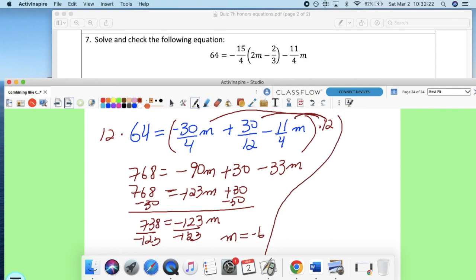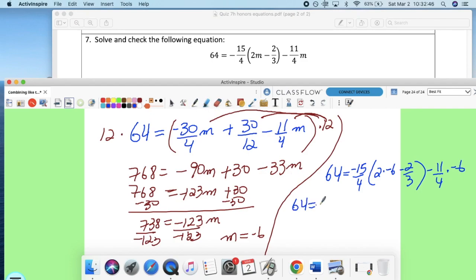Now comes a check. So I'm going to take the original equation. So 64 equals negative 15 over 4 times 2 times negative 6, right? Minus 2/3. Minus 11 over 4 times negative 6. All right, so let's simplify this mess a little bit.